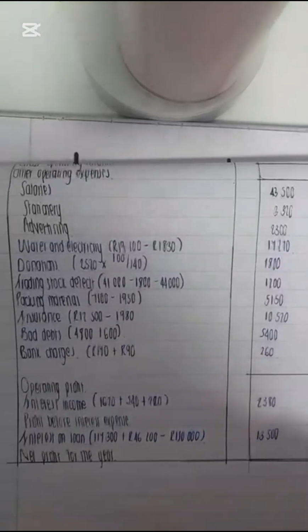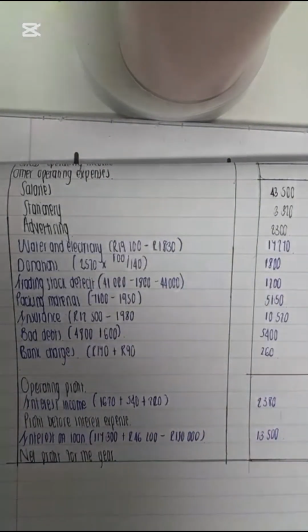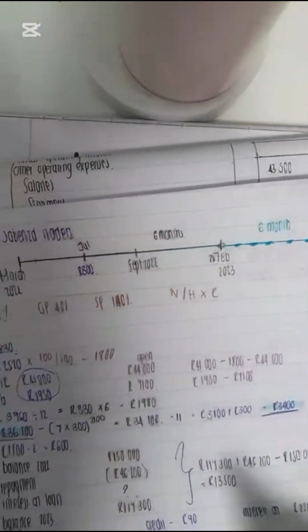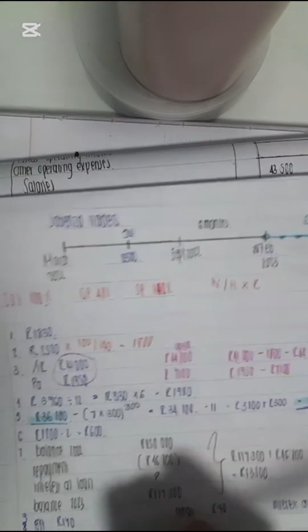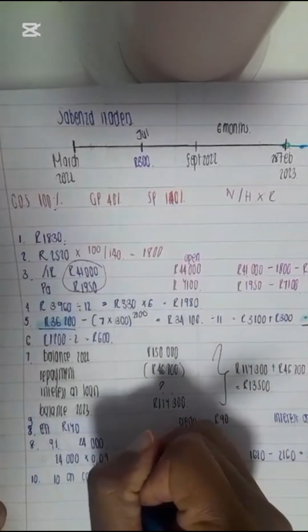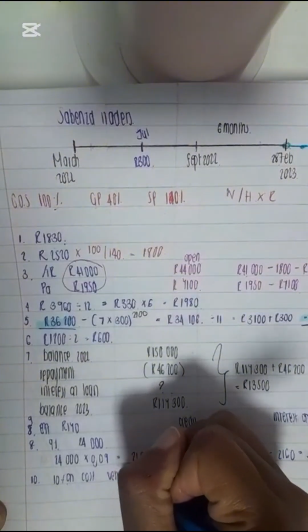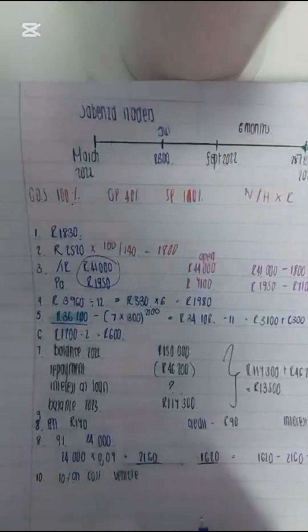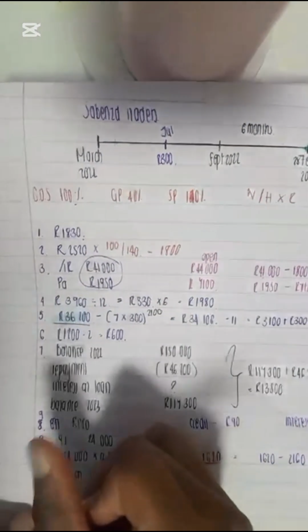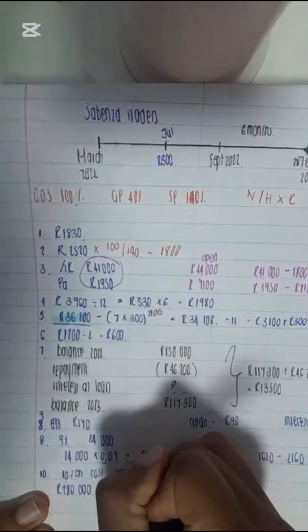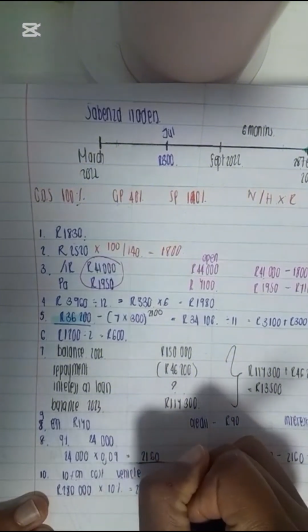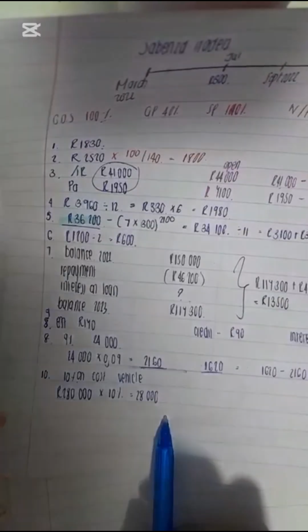Okay, then we have our last adjustment, which is depreciation. So it says here depreciation on vehicle is 10% on cost. So our vehicle amount would be on cost, meaning that we do not have to deduct our accumulated depreciation for the year. This would give us 28,000 for vehicle.